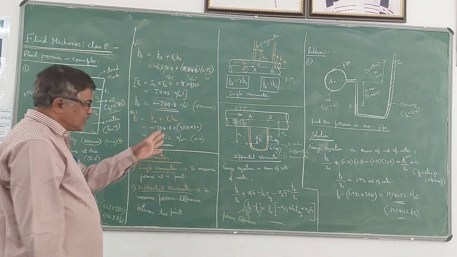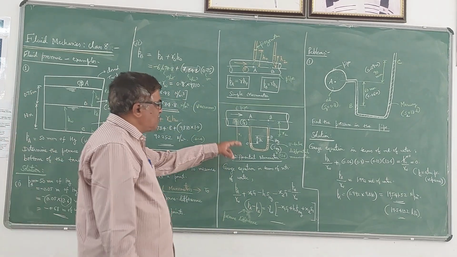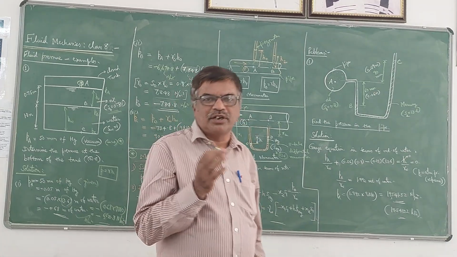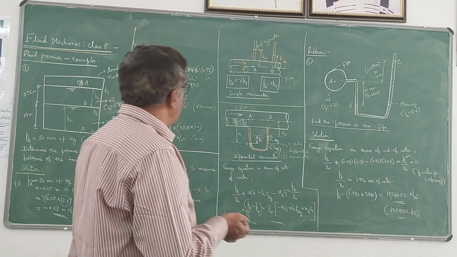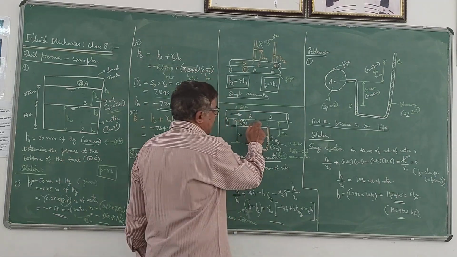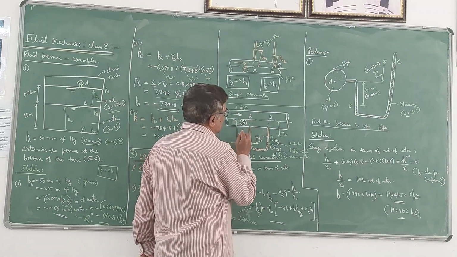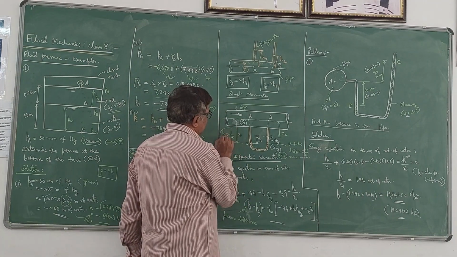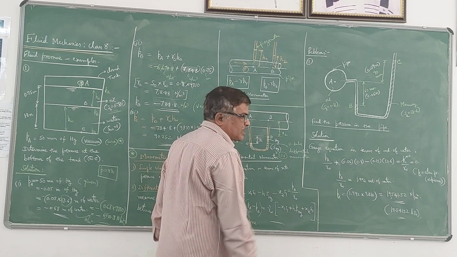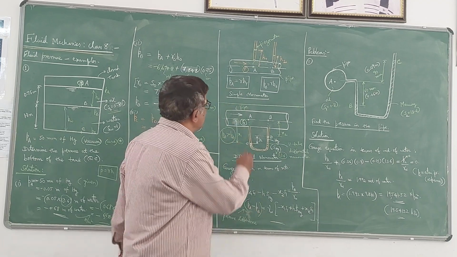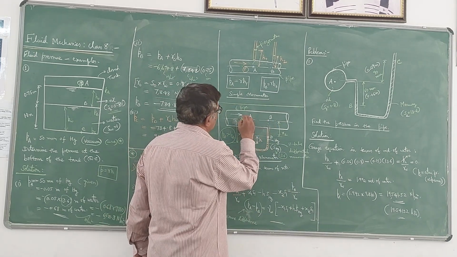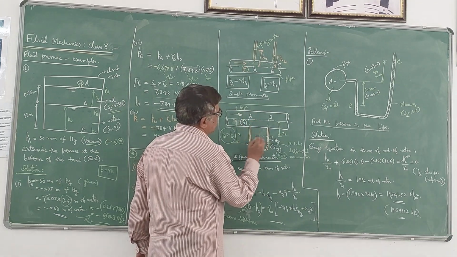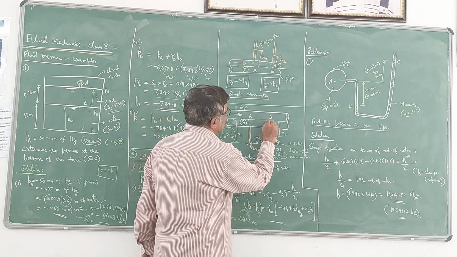Now what happens in this case? In the case of a differential manometer, flow always occurs from high pressure region to low pressure region. So I have taken the direction of flow here from A to B. That means the pressure at A is greater than the pressure at B. Then only the flow takes place from A to B. Since the pressure at A is more than the pressure at B, whatever liquid is flowing through this pipe exerts more pressure at this point and less pressure at this point.